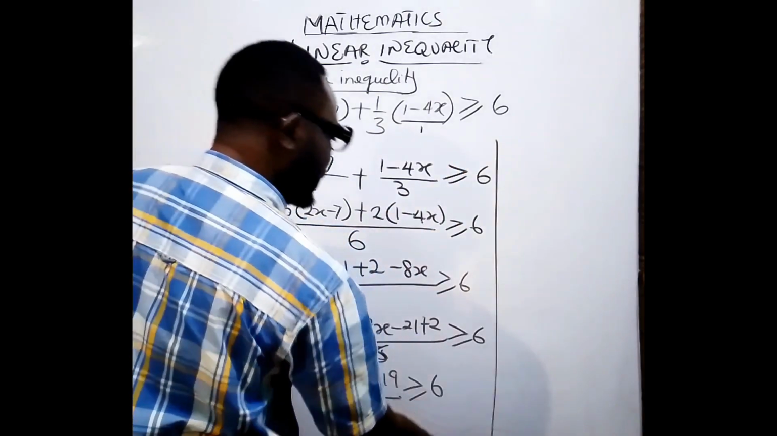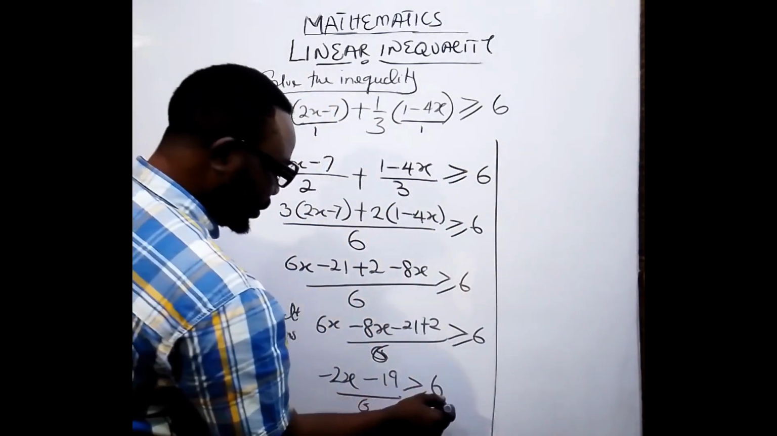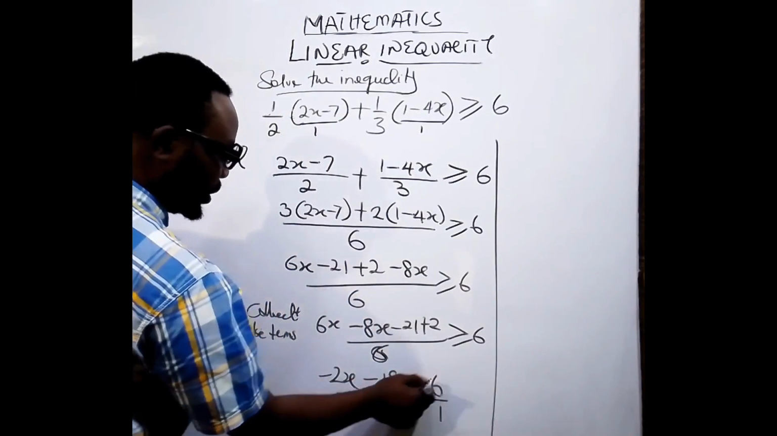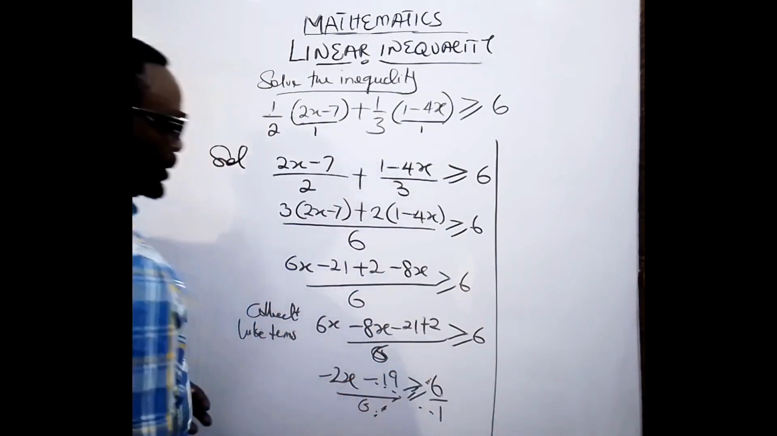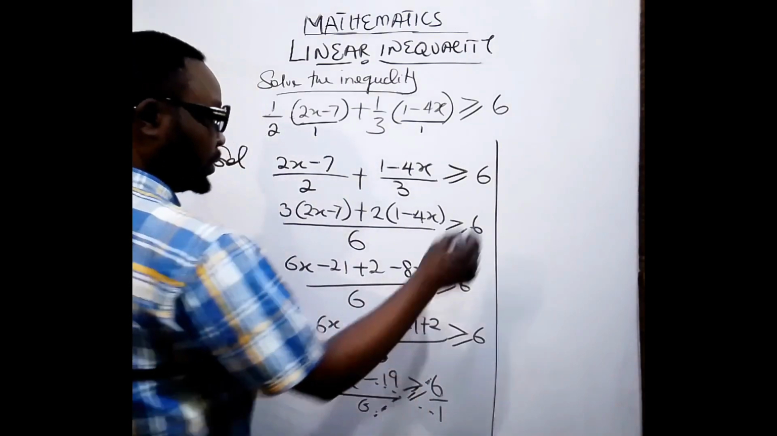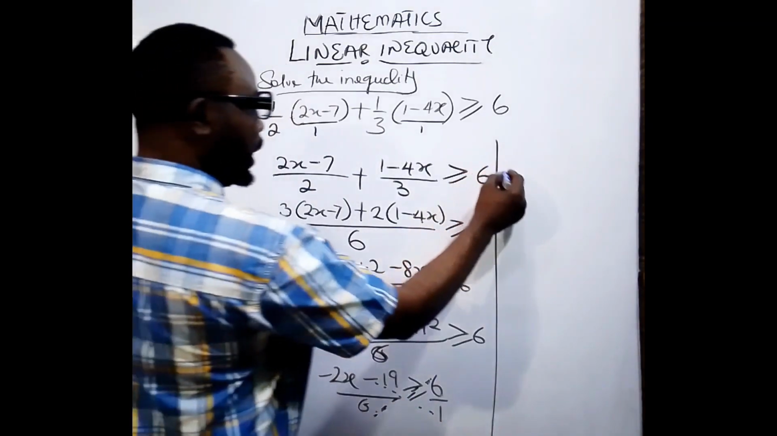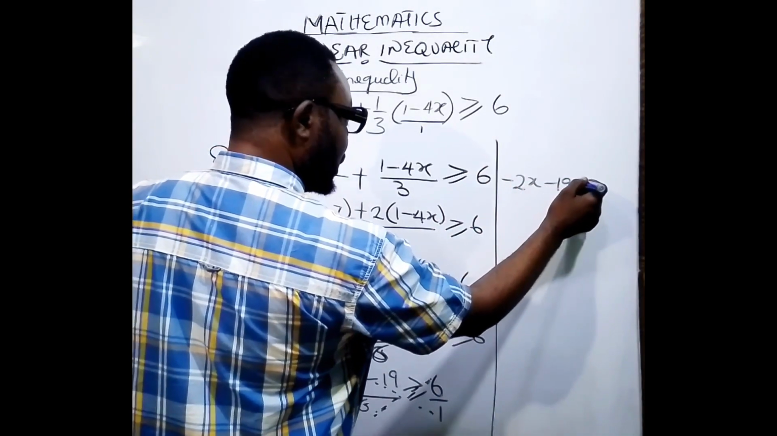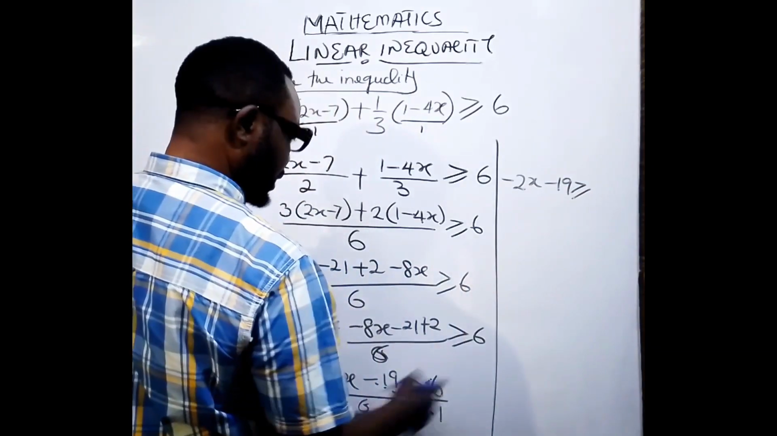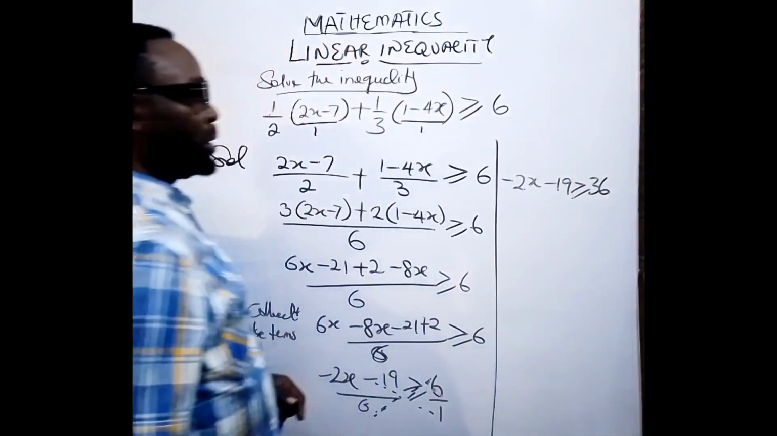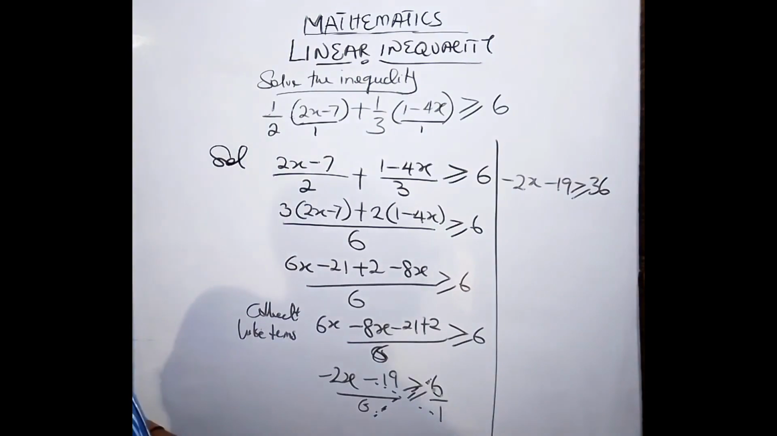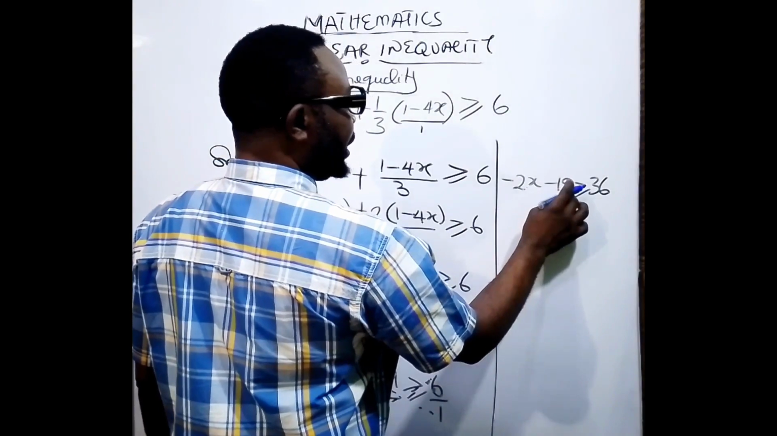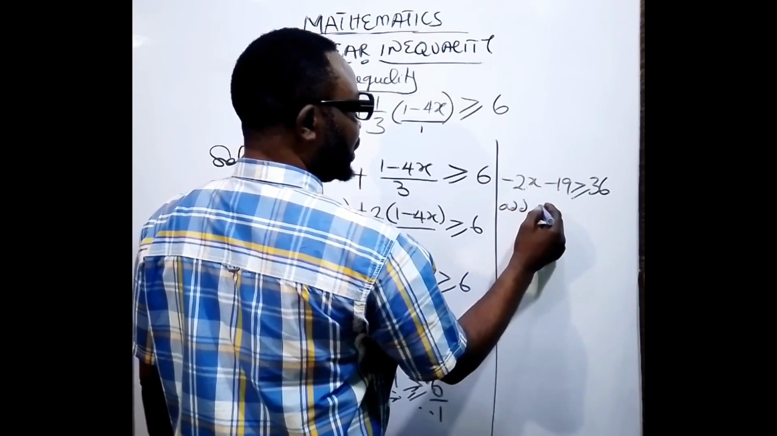Now, we have to cross multiply because this is a rational number. So we multiply the numerator here by the denominator here. So we are going to have 1 multiplied by all this, which will be minus 2x minus 19 greater than or equal to 6 times 6, which is 36. Now, what do we do at this stage? For us to eliminate this 19, we add 19 to both sides.